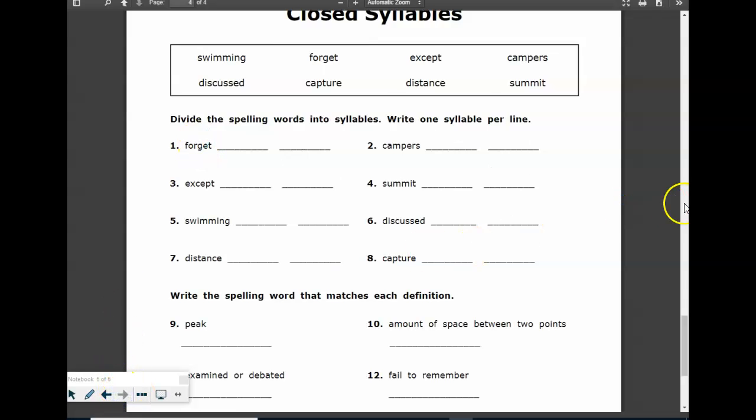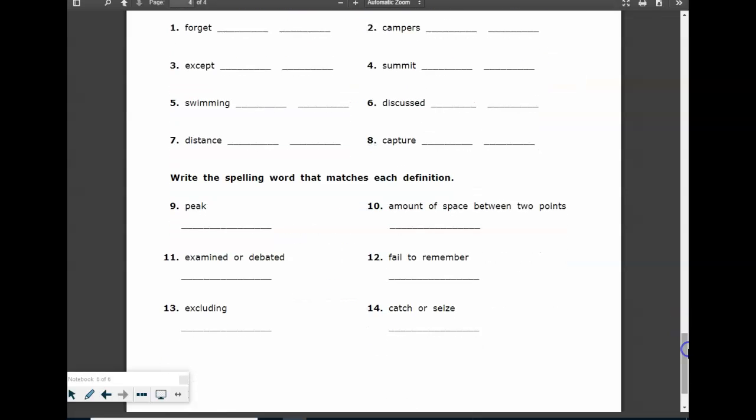All right, let's take a look at the bottom part of this page. Write the spelling word that matches each definition. So the peak of a mountain is also called the summit of a mountain. The amount of space between 2 points. So if I have point A right here and I have point B way over here, what is this called? That is called the distance, distance.